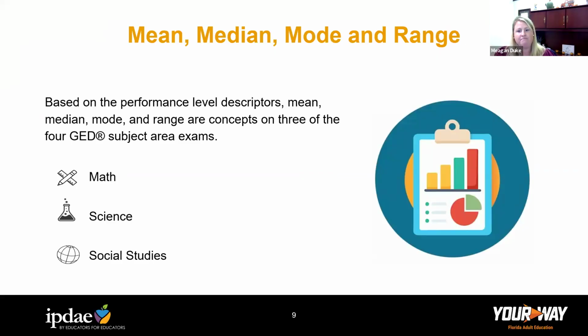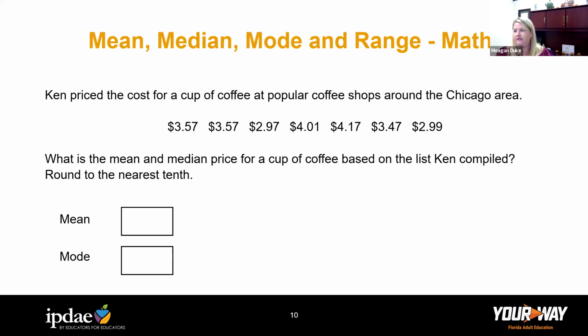So based on the performance level descriptors, mean, median, mode, and range are concepts on 3 of the 4 GED subject area exams: math, science, and social studies. So here on this screen, you can see that this is mean, median, mode, and range, but in the context of just math. Okay, so as we're looking at this question, is there anything that stands out to you?